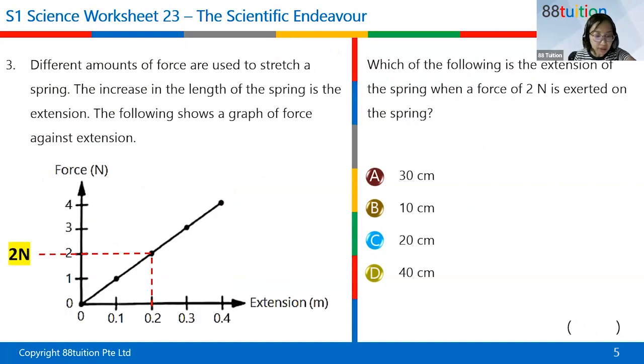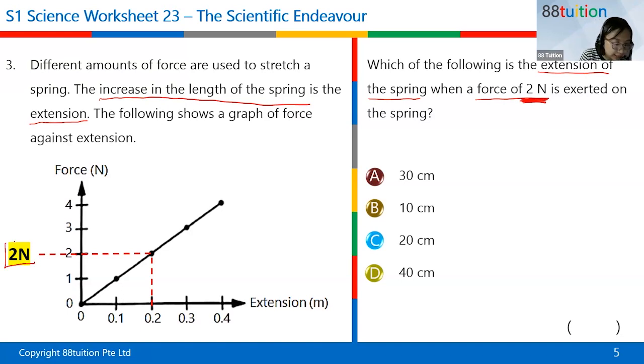Question 3: different amounts of force are used to stretch a spring. This graph shows how force changes with extension. Now, extension means the increase in the length of the spring. How much you extend by, how much it becomes longer by, that is the extension. So what is the extension of the spring when a force of 2 Newton is exerted on the spring? So here they talk about 2 Newton. So look for 2 Newton here. The force is 2 Newton.